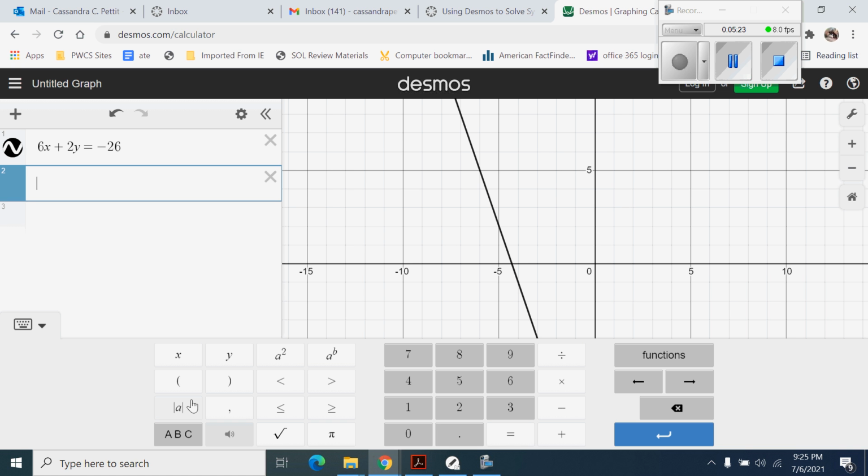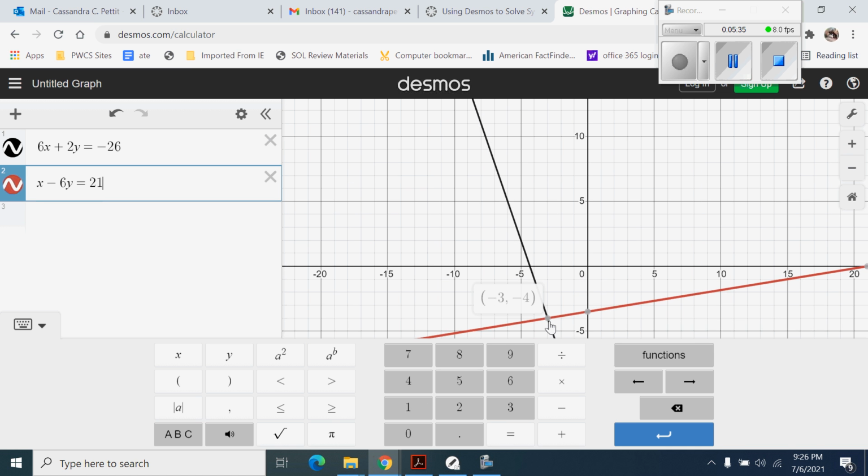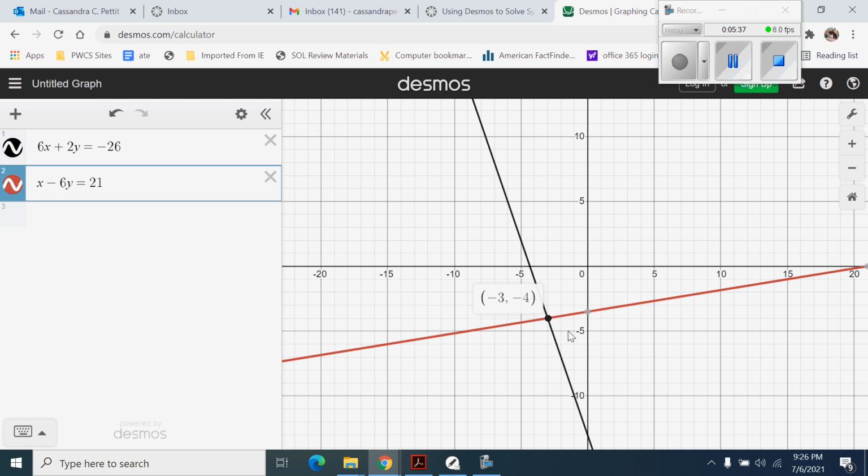And then let's do x minus 6y, and notice that it's in another color, which makes it really nice, equals 21. Okay, so if I zoom out, there is my intersection point at -3, -4. So these both have a solution. The solution to this system of equations is -3, -4.